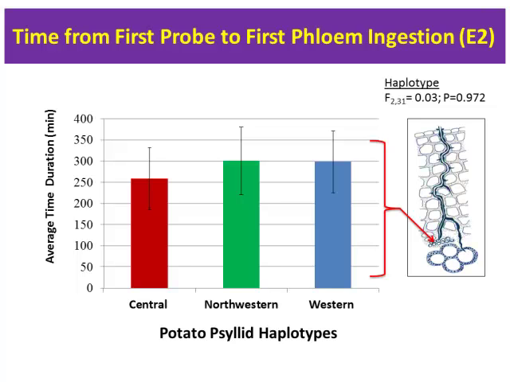How about the acquiring? They start acquiring about 4 hours after landing on the plant. So the psyllids, once you put them on the plants, it's going to take about 4 hours before they start acquiring the bacterium. They usually do salivation first, which they do for about 2 to 3 hours, and then after that they start ingesting the phloem.